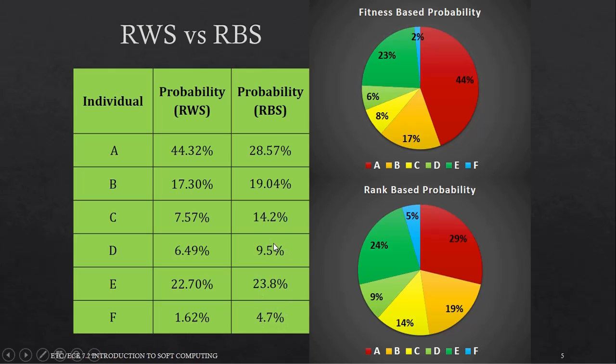Once this distribution is done, the procedure remains the same as the roulette wheel. We rotate the wheel and the pointer stops at a random location on the wheel. The individual in whose area the pointer points is the individual that is selected. So if the procedure of rank-based selection is clear, the pseudocode is also very simple to write. So let us do that.